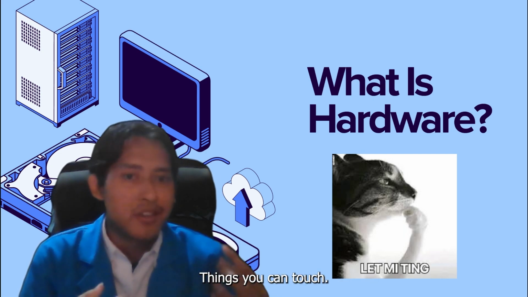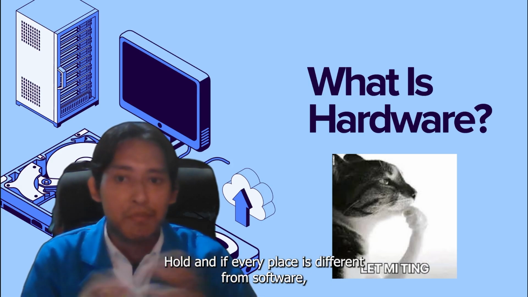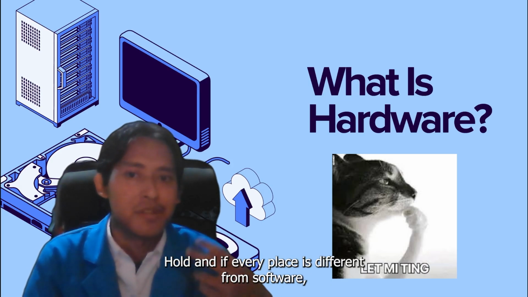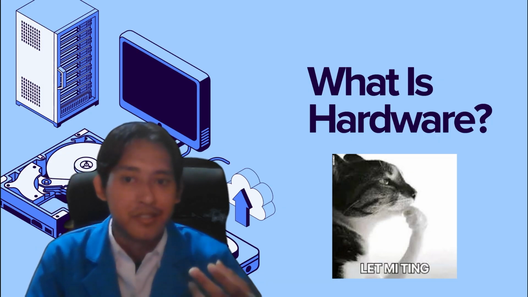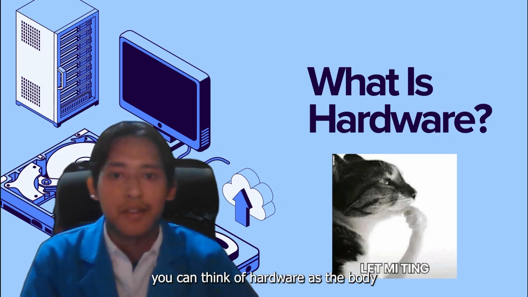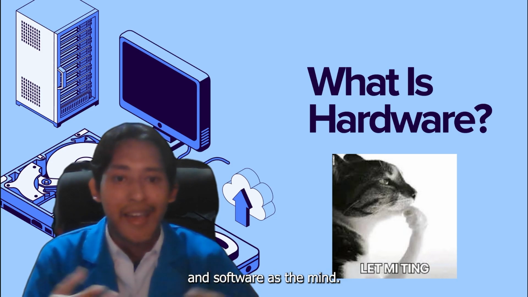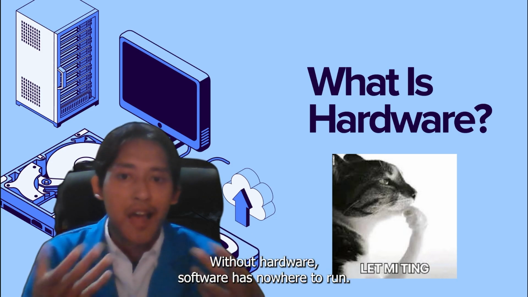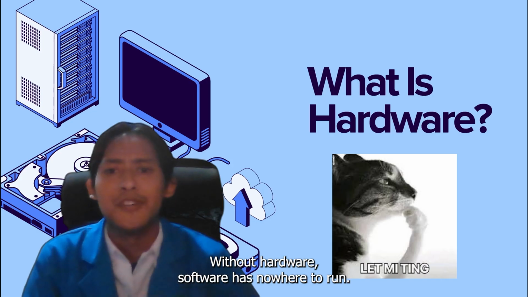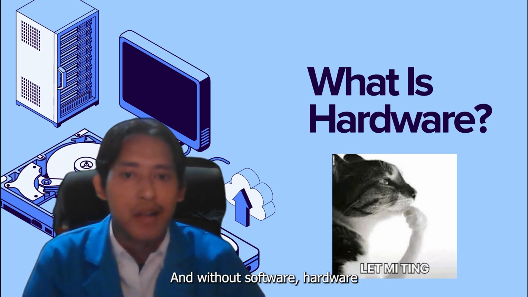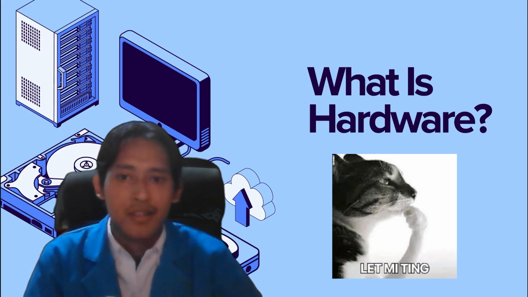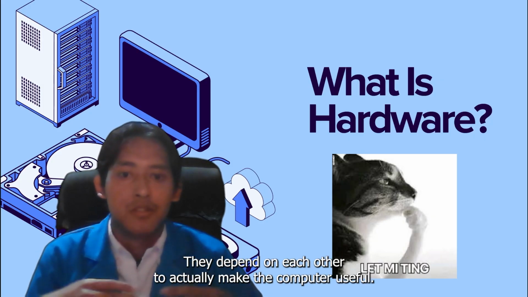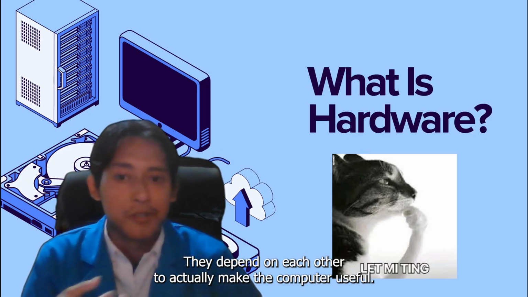Things you can touch, hold, and even replace. It's different from software, which is just code or programs that run inside the machine. You can think of hardware as the body and software as the mind. Without hardware, software has nowhere to run. And without software, hardware is just a bunch of metal and silicon doing nothing. They depend on each other to actually make the computer useful.